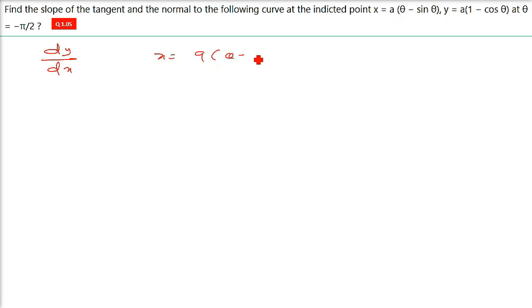So x is what? a(theta minus sin theta). y is what? a(1 plus cos theta). It is not 1 minus cos theta, I'll just change it. So we'll differentiate it. dx by d theta, this is going to be a(1 minus cos theta).